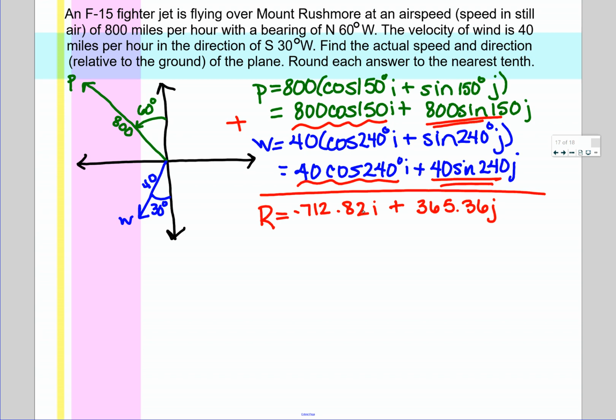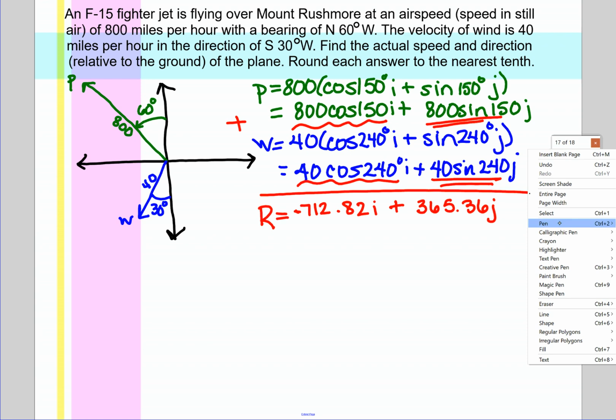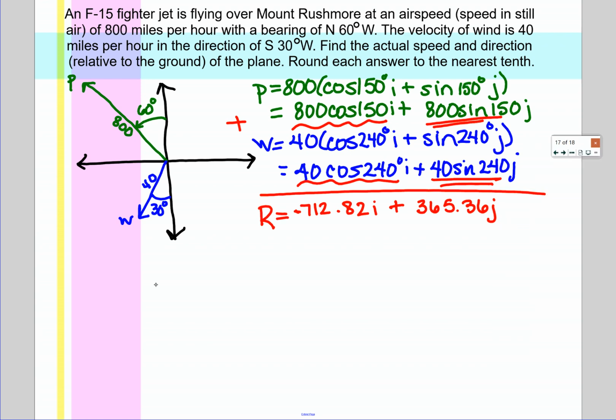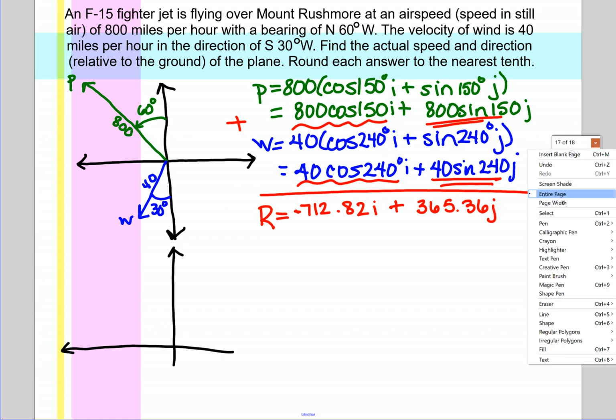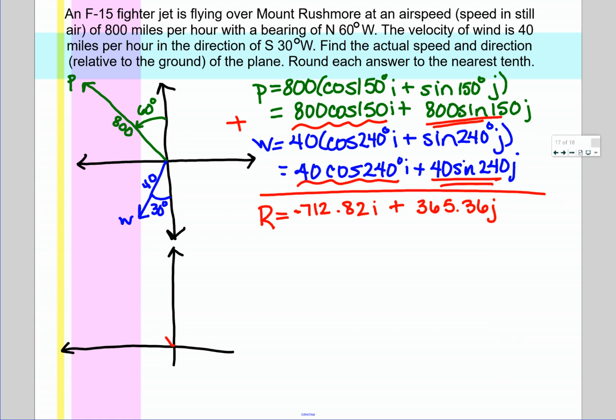Can you tell me what quadrant R is going to be in? You want to sketch it? First component's negative, second component's positive. It's going to be in quadrant 2. So I'm going to draw that on its own, just so we have a nice picture to use. So R is in quadrant 2, and you can label it, guys. Negative 712.82 is the X. 365.36 is the Y.